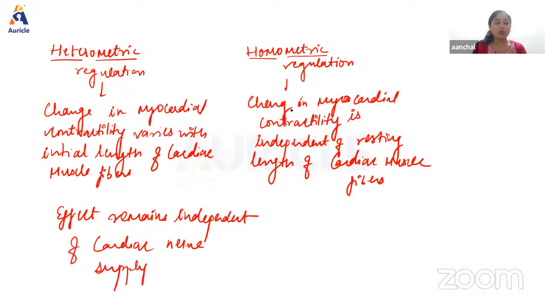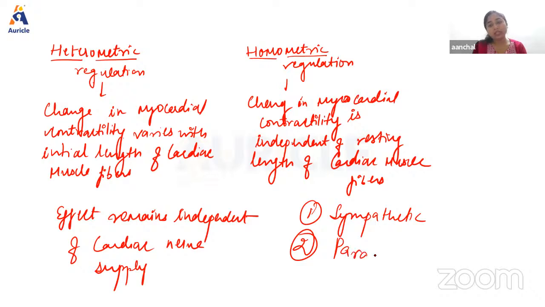But here in homometric, it is dependent upon both sympathetic as well as parasympathetic. Whenever there is sympathetic stimulation, there will be an increase in the contractility, and whenever there is parasympathetic stimulation, there will be a decrease in the myocardial contractility. So one is responsible for increasing and the other for decreasing. That's how heterometric and homometric both work.